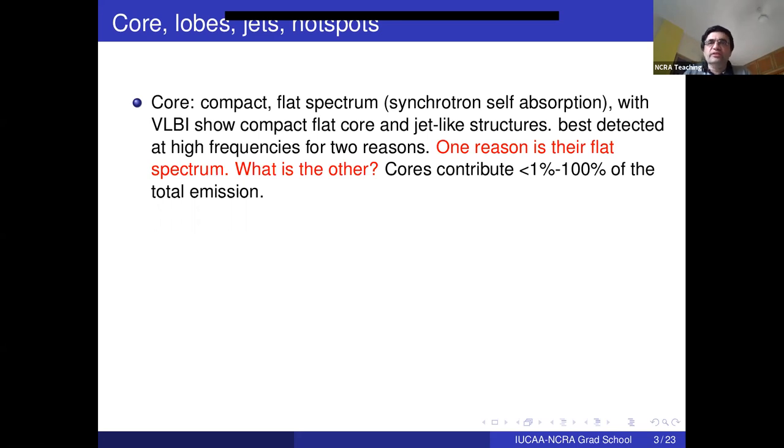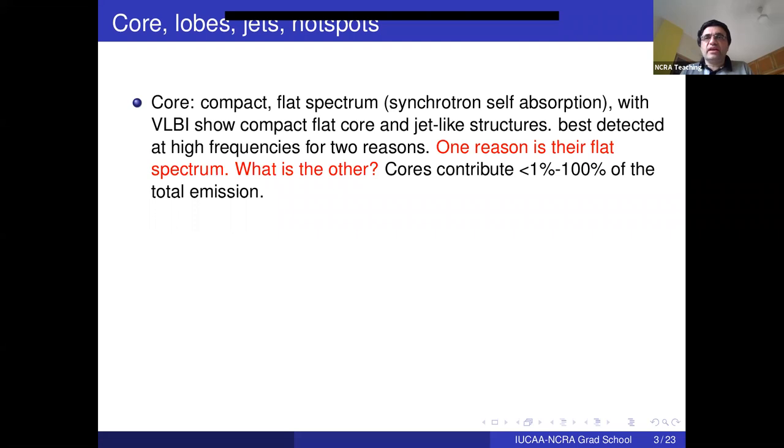Cores are often flat spectrum, which indicates that there is synchrotron self-absorption going on. It may not be dominating yet, but it is at radio frequencies. You can easily have a situation where the synchrotron self-absorption is becoming comparable to the synchrotron emission itself, and then that leads to attenuation of the synchrotron flux that you see. So cores often show this property.